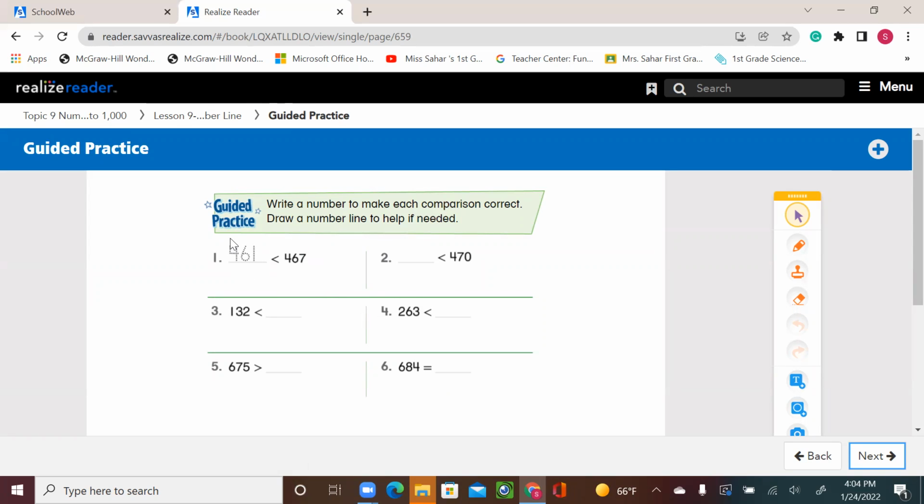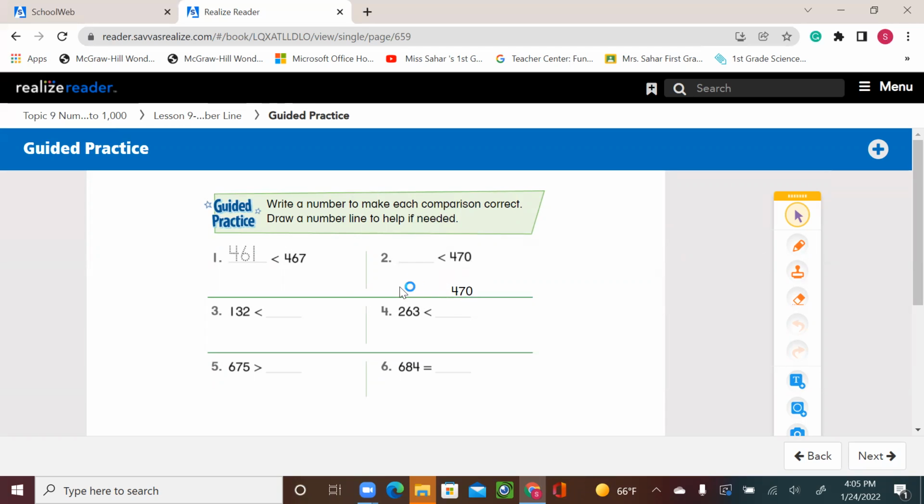So for example, the first one, 461 is less than 467. That means I have to go to the left side. And this is my number line. If I have 467 here, I'm going to the left to get the number that is less than this number. All right, 470. Let's say I use this line as the number line, so 470. If you want to go backward 5, we can do that. So I'm using this as a number line. Toward the left would be less, because as you see, 470 should be greater than the number that you're going to write here. So this number should be less than 470.